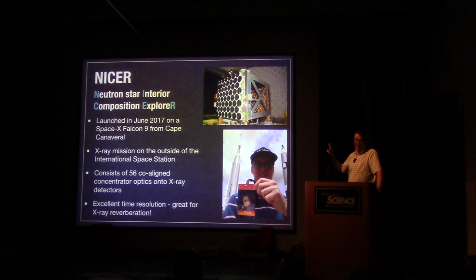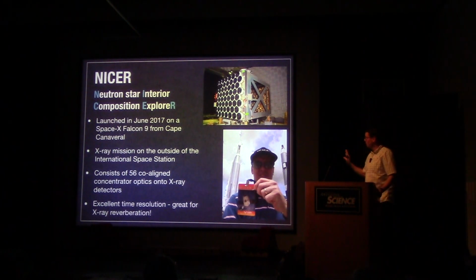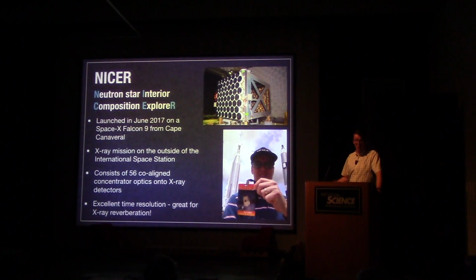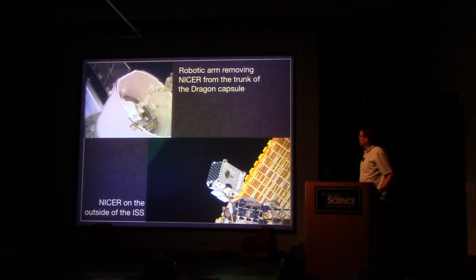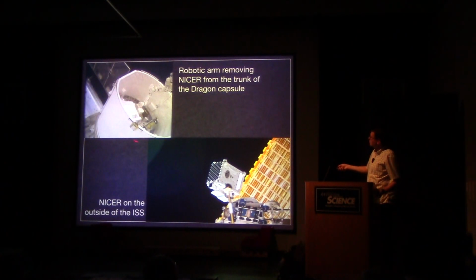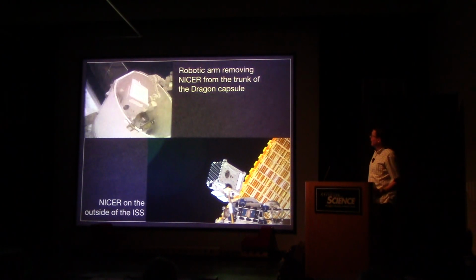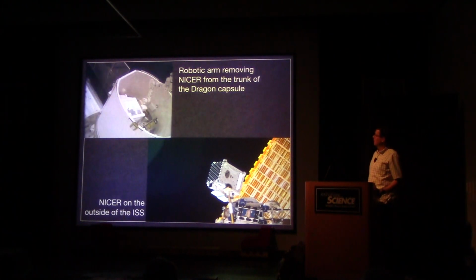But this made its way to the space station, and it's an excellent mission. It's got extremely good X-ray timing capabilities, so it's really good for X-ray reverberation. Here is the Dragon 9 capsule from the Falcon 9. That's when it's attached to the space station. Here is NASA, and here is the Canadarm robot pulling it out. This is obviously extremely speeded up.